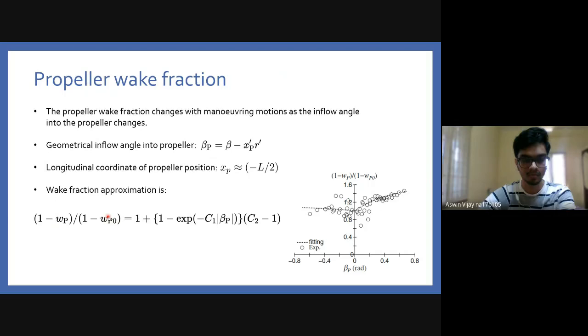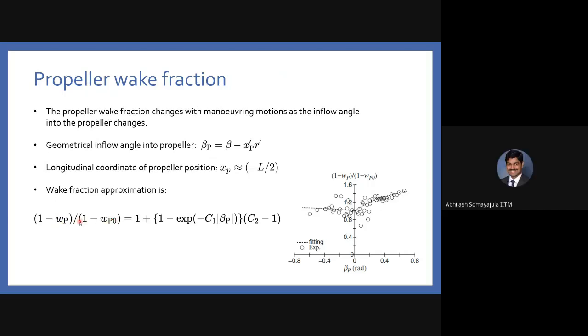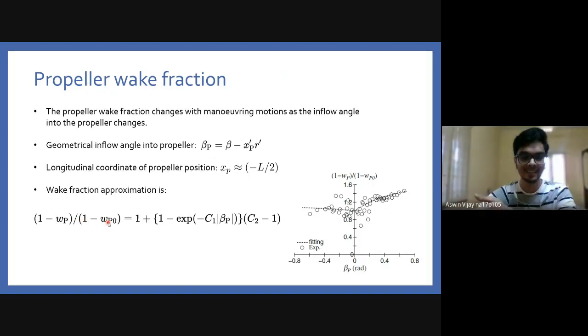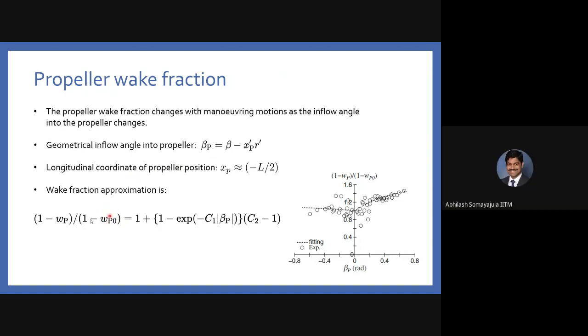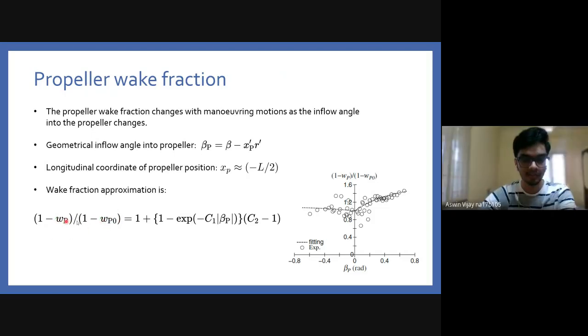Rudder 0. No, it's not rudder 0. Wait, like a straight line motion. In straight line motion, the vehicle would go straight, so the beta will be 0. Correct. So for different betas, I need to know what the wake fraction is at the propeller.